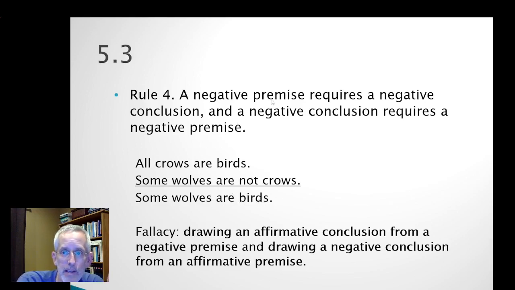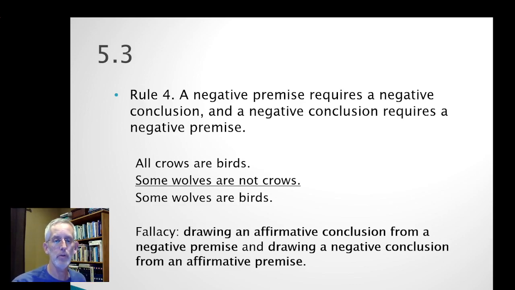So the rule says a negative premise requires a negative conclusion. We're not meeting that requirement. So what we're doing is drawing an affirmative conclusion from a negative premise. The conclusion's affirmative, one of the premises is negative, so we're guilty of the fallacy of drawing an affirmative conclusion from a negative premise. And the same thing can happen in reverse, drawing a negative conclusion from affirmative premises. So if your no or not is down here and you don't have a no or not up here, you're drawing a negative conclusion from affirmative premises.